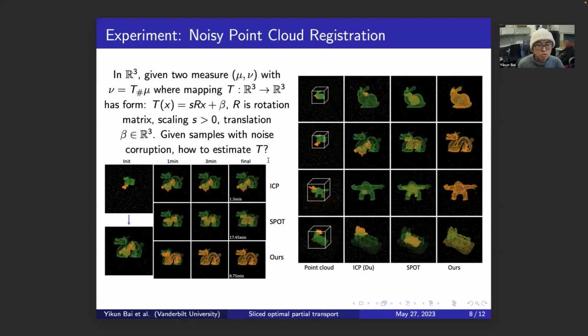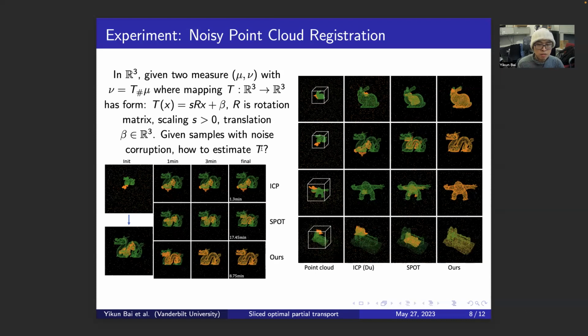Finally, I will introduce the applications of SOPT. The first problem is called noisy point cloud registration. In this problem, we are in R3 space. We have two measures, mu and nu, and suppose nu equals T push forward mu, where T is a linear mapping. The question is, suppose you only have some samples from mu and nu, and the samples have noise corruption. Then how do you estimate the mapping T?